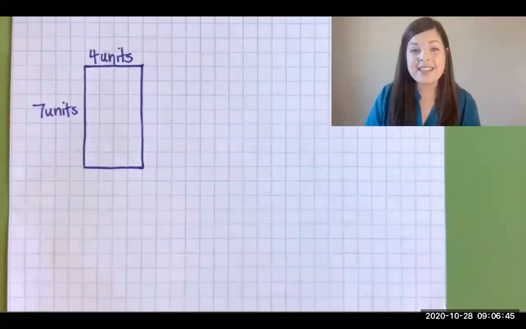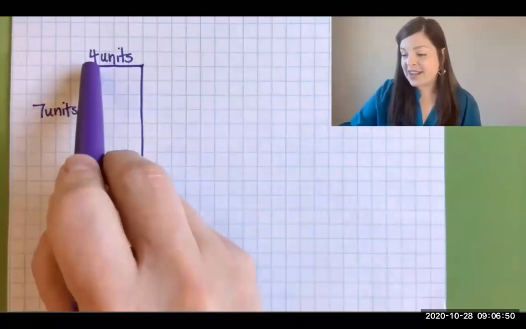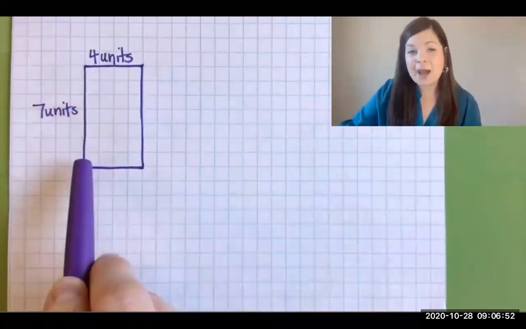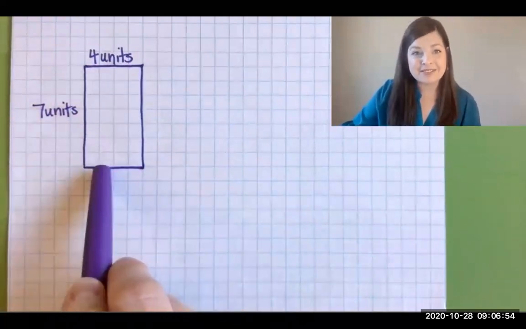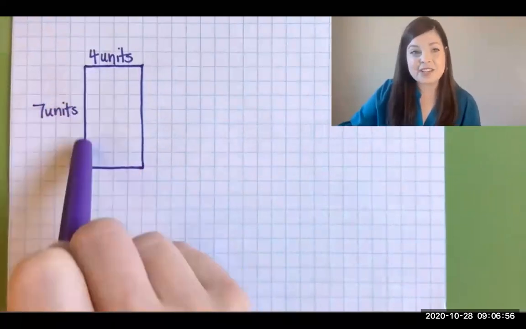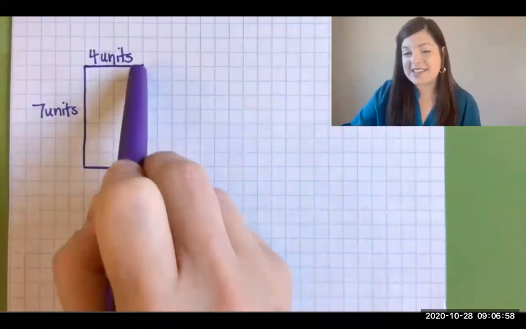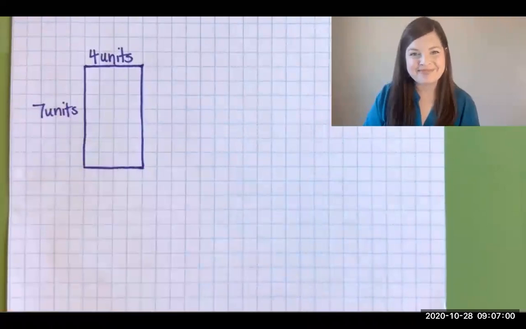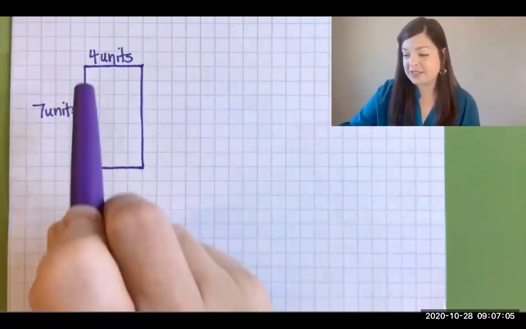You may have noticed that the opposite sides of the rectangle are the same length. So this side is 4 units long, and the opposite side is 4 units long. This side is 7 units long, and the opposite side is 7 units long. You may have also noticed that the rectangle has 4 right angles.